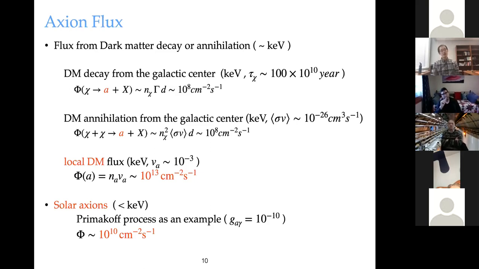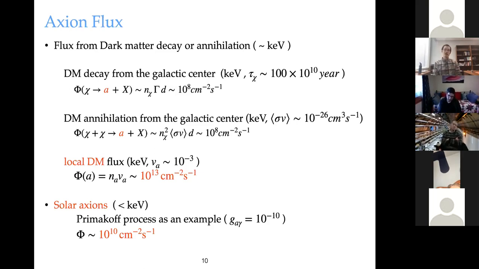How about the local dark matter flux? For local dark matter, it's very simple: number density times the velocity. This is the local flux. The mass is keV, and you get 10 to the 13, so it's 5 orders of magnitude larger. This is one of the reasons we consider local dark matter. Then let's do solar axions. Let's put the coupling g_a gamma gamma at 10 to the minus 10. This is roughly consistent with the astrophysical bound, and you can compute the flux as 10 to the 10. And actually, this slide already explained the result.